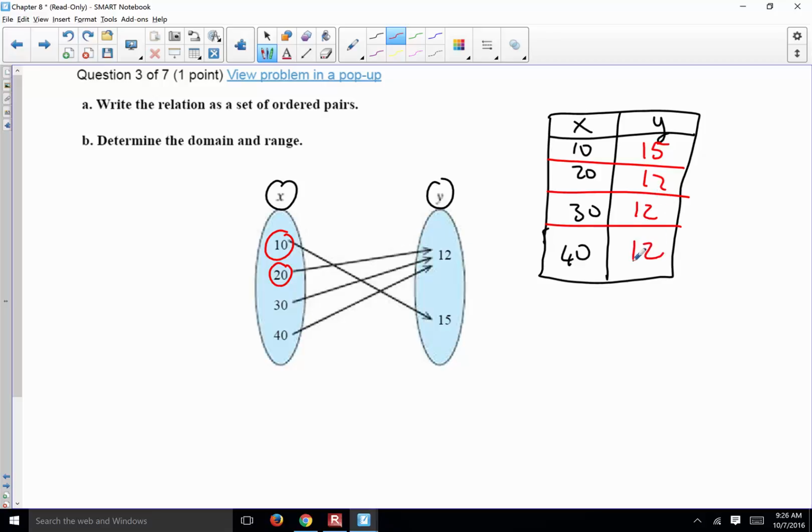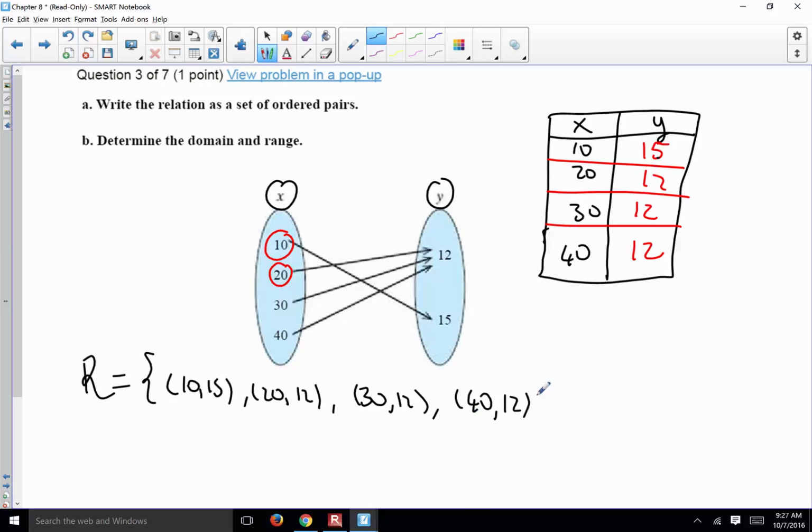These are all 12. So when you're writing your relation, by the way, sometimes they call relations by capital R, you pay attention to these pairs. Don't just list these 6 numbers here. You pair up 10, 15, 20, 12, 30, 12, 40, 12. When you're writing a relation, this is superior. This is really great to have on the side.